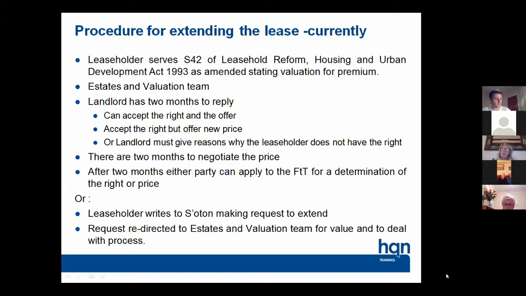Or the alternative route, and quite commonly, because many people won't know about the 93 Act, you would probably just write in and say, I'd like to extend my lease, and Southampton will again redirect it to the estates valuation team, and they have those qualified people in the team that will then carry out the valuation and deal with and process your application.